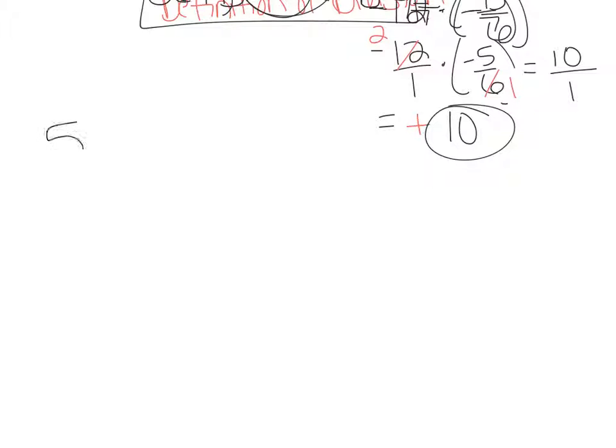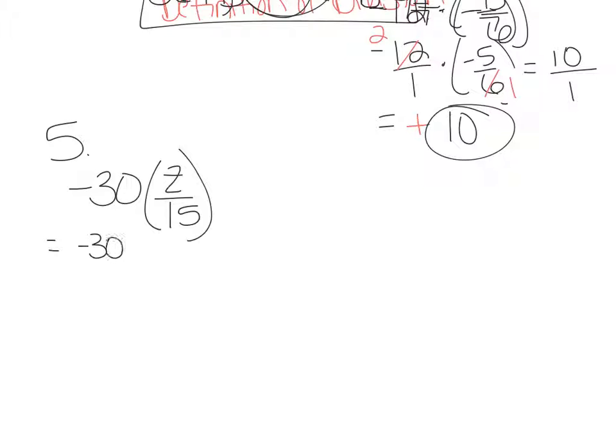Okay, keep moving along. Some of these problems will look like 30 times z over 15. Now not really a division problem, kind of 30 times z divided by 15. But what we can do for these ones, just like we did in the last one, let's rewrite this. So we have 30 over 1, and then we have z over 15.